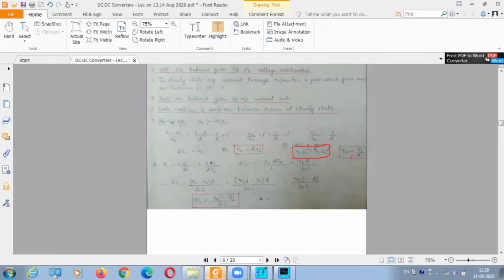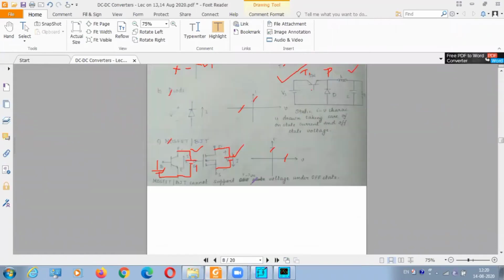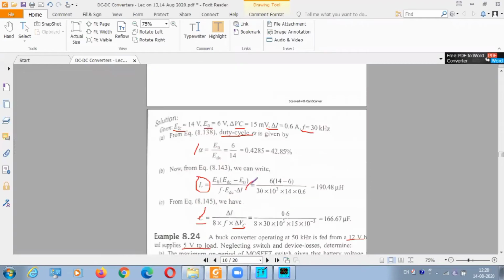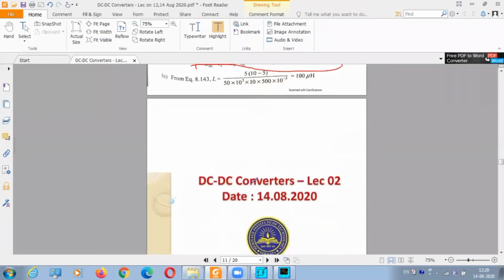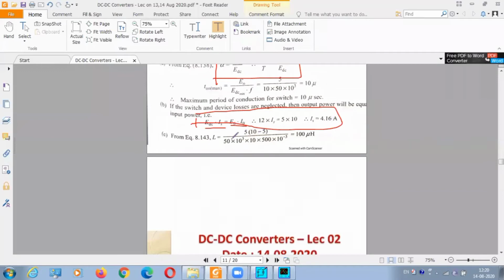So V0 I0 is equal to VS IS. They have used V0 I0 is equal to VS IS. That's how you can derive it. Again, L by that same values.